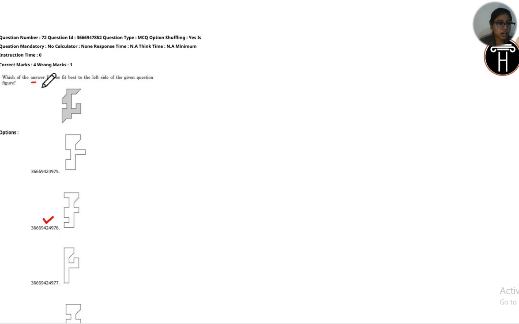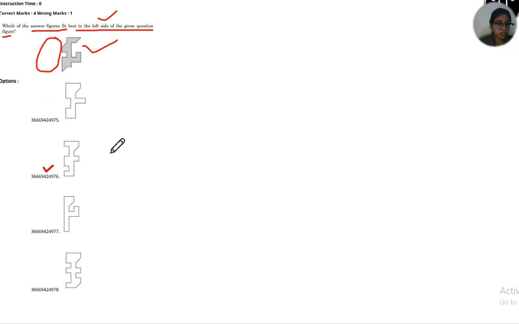Next is, which of the answer figures fit best to the left side of the given question figure? Okay, a question figure is given to you. Now please read very carefully that you have to fit these option shapes to the right or to the left. What the question is saying to you, you have to fit best to the left side of the given question figure. Okay, means this side. This is the left side. Okay, so as you can see in the left side, this is your slant surface, a vertical and then a horizontal surface.